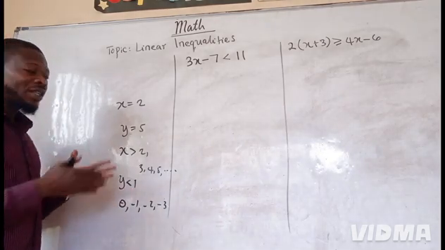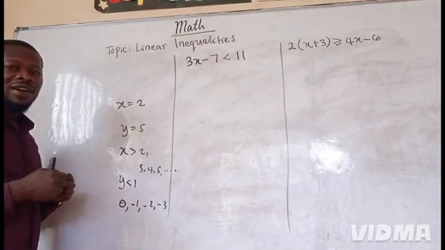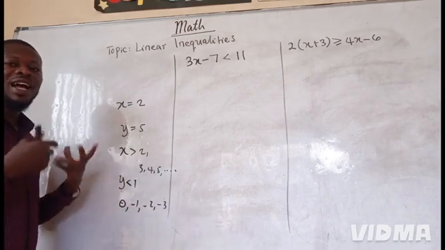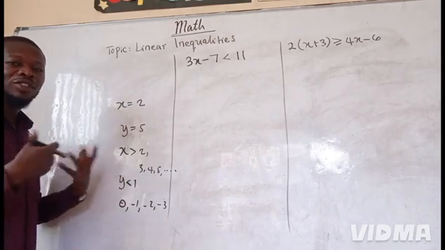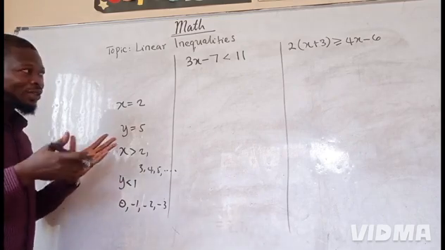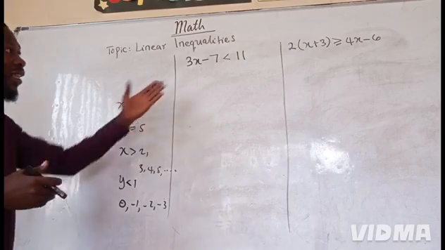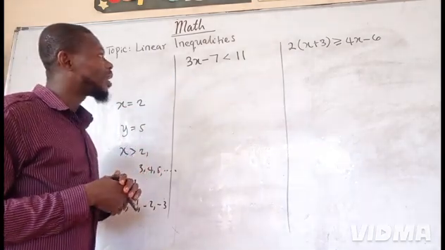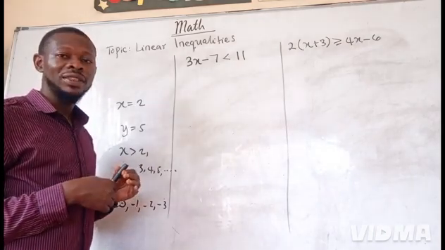So the difference between an equation and an inequality is the fact that an equation gives you a single answer, while an inequality gives you a range of possible answers. So let's get right to it immediately. Let's start with this. We have a simple problem on the board, 3x minus 7 less than 11.